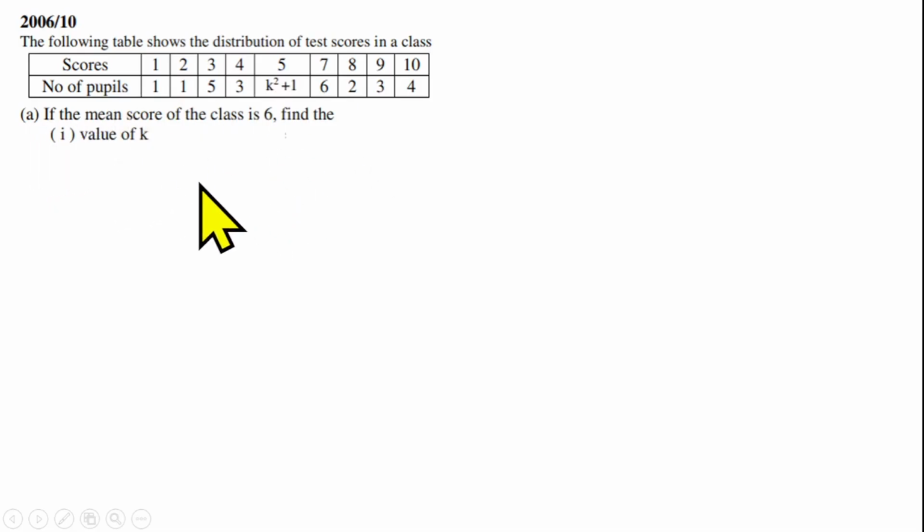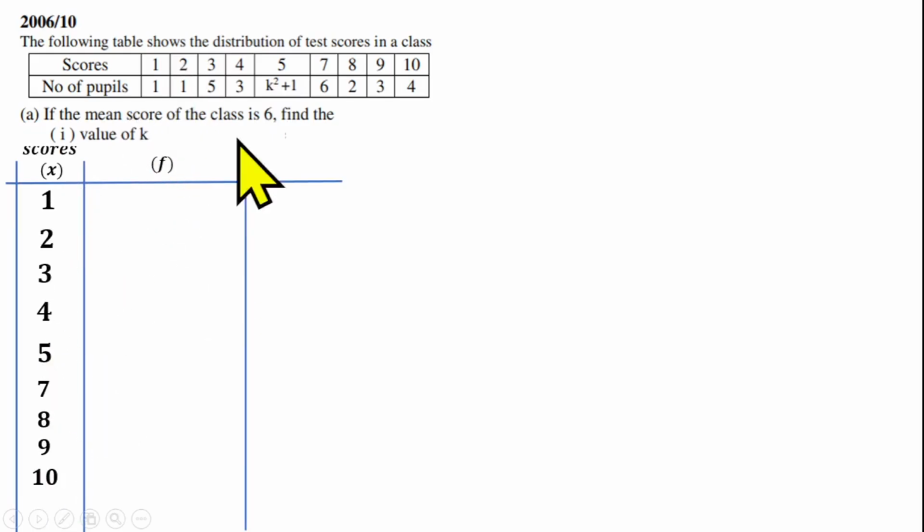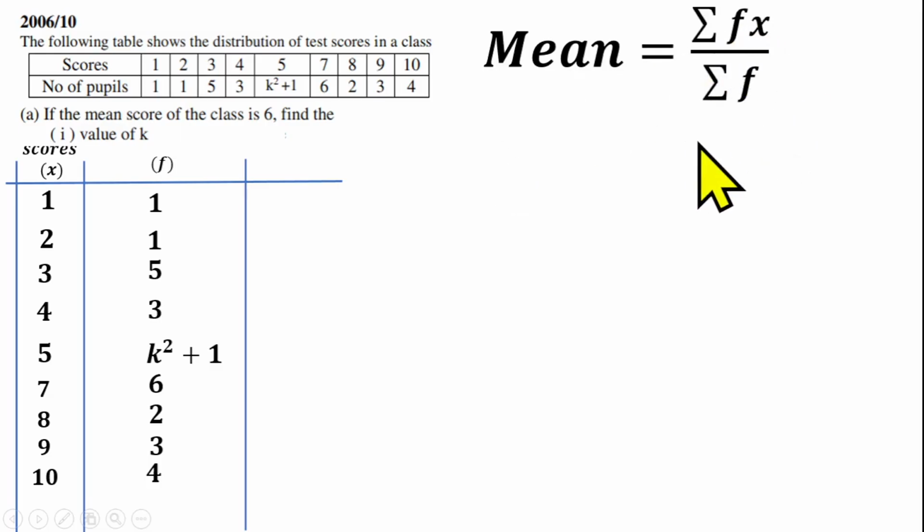So that means we are also having a grouped data without class interval. So you will need to use summation fx over summation f to compute the mean. They want you to use the mean to find the value of k. So from there we have our score, which is our x, and frequency. Then rearrange the data from 1 to 10 here, and for the frequency also you arrange it like this as well. Then from the formula summation fx over summation f, we have been given the mean, which is 6.